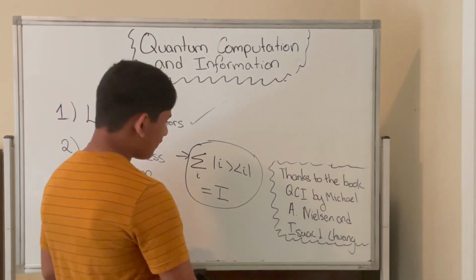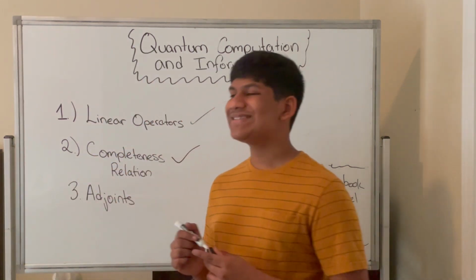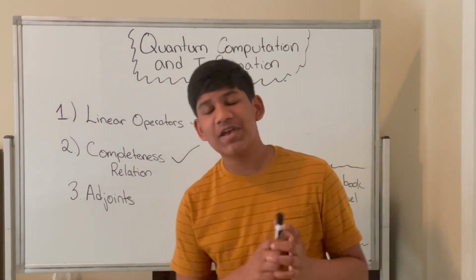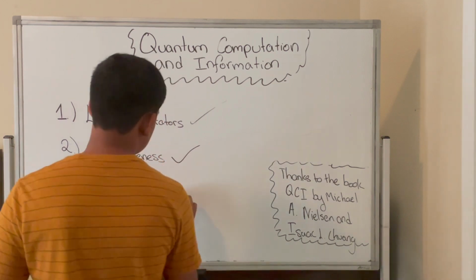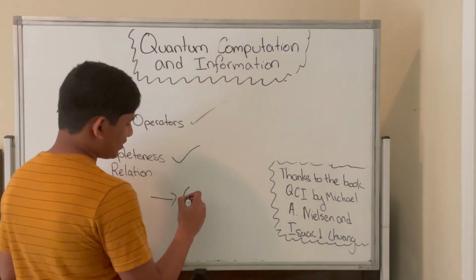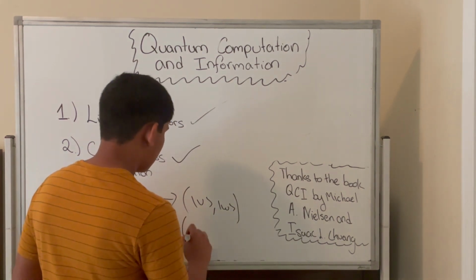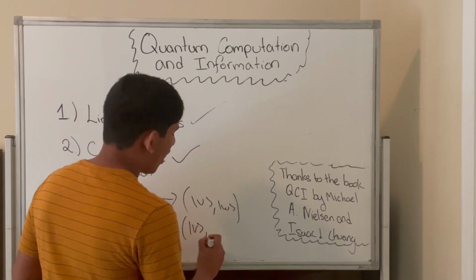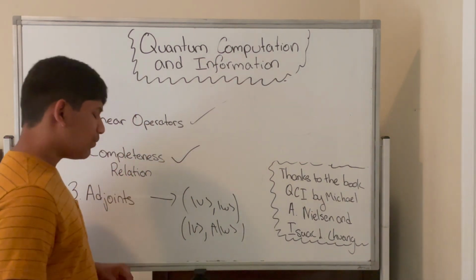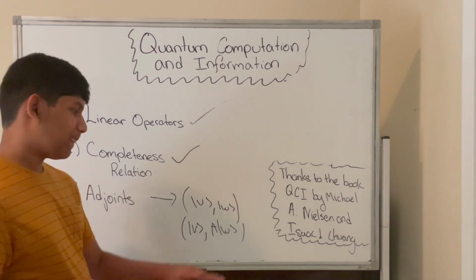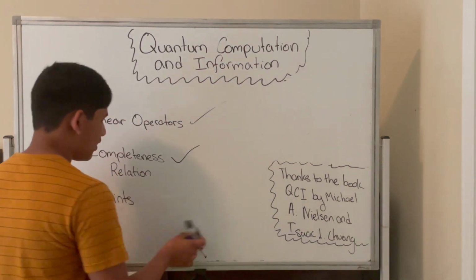Okay, so now that we've talked about the completeness relation, we have the last thing, which is of crucial importance as well, which is the adjoint. An adjoint is very important due to the fact that it's also used with a linear operator. So let's say we have an inner product of a vector v and a vector w, and let's say we have a linear operator applied on w. Now, what we're going to try to do is essentially make this an equivalent expression, but moving the linear operator.